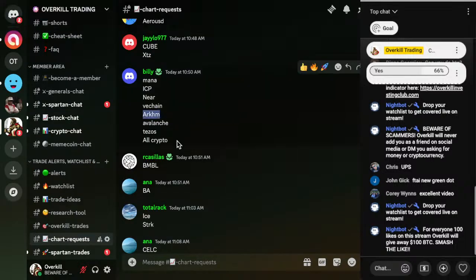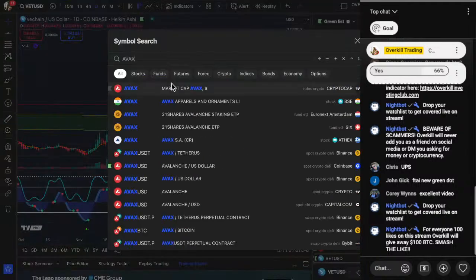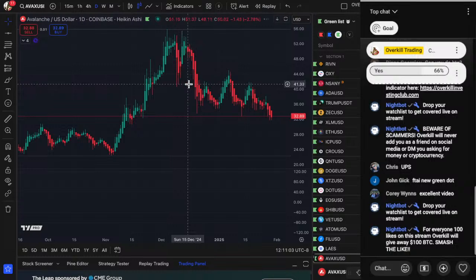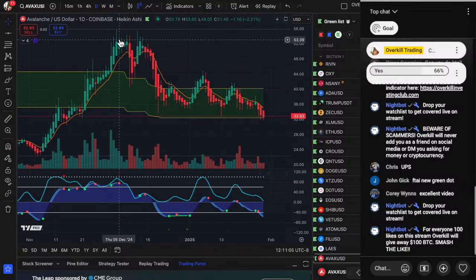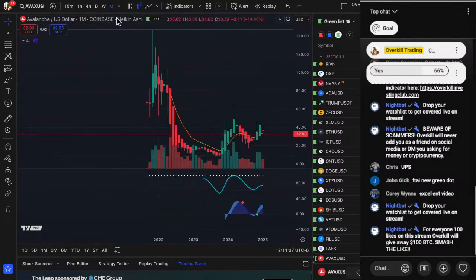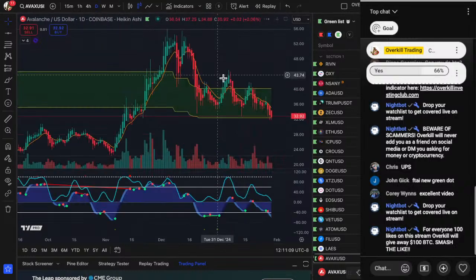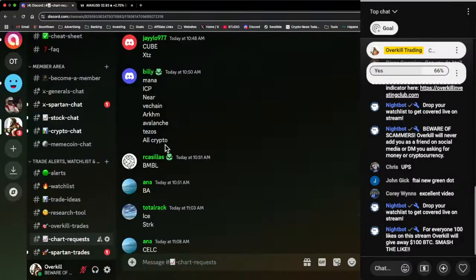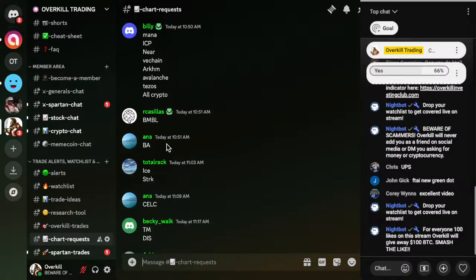If you guys would, type in the tickers. Okay, type in the tickers for me. I'm not going to try to guess the ticker. I know AVAX is AVAX. Okay, once again, just wait on that green dot confirmation. I like the fact that the monthly is still green here. And the daily just needs that green dot confirmation. Tezos, that's XTZ. We covered that.